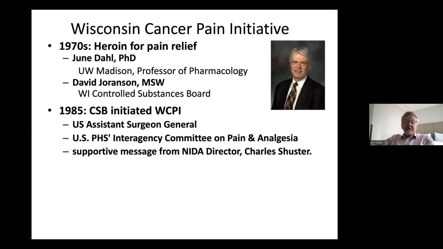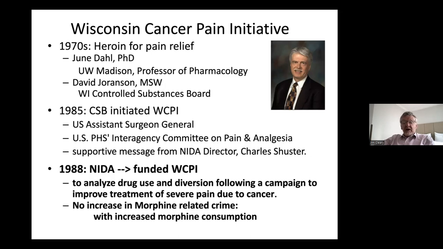So the Controlled Substances Board initiated studies in the Wisconsin Cancer Pain Initiative with support of the White House and others, and showed they could increase the consumption of morphine for cancer pain with no increase in morphine-related crime. And this was the start of the process to improve access in the United States to opioids for cancer patients.